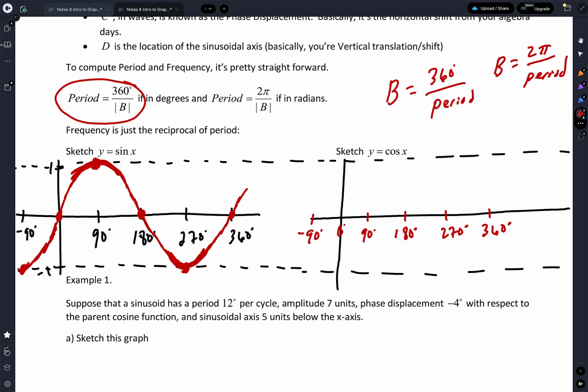Okay. Now we're graphing cosine x, guys. We're going to go slow. What is cosine of 0?